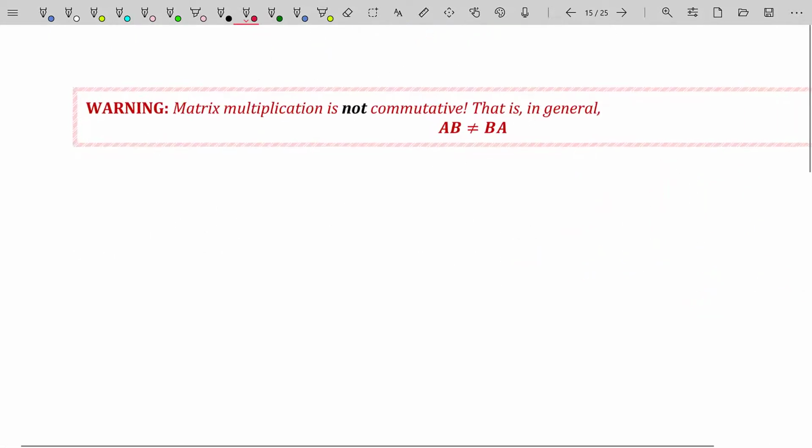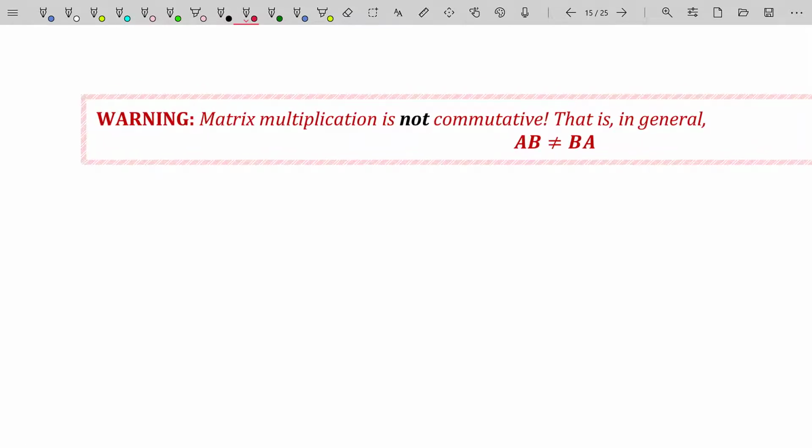Now, as I've mentioned, I just want to make the point in red here. Matrix multiplication is not commutative in general. That is, AB is not equal to BA. Now, there are times when that actually is true, but in general, it's not. And we'll deal with those times where it is true a little bit later on.